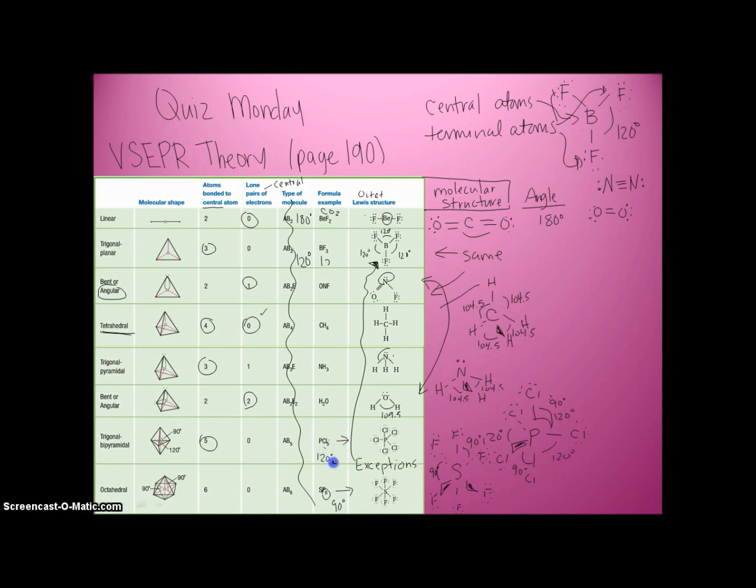These are 120 and 90 degrees. This is 109.5. These are 104.5, and these are 104.5. This is also 109.5. Okay? So you'll need to know the number of lone pairs on the central atom. You'll need to know the number of terminal atoms that are connected to the central atom, and you'll need to know these angles for your quiz. Okay? So this is more of a memorizing thing. We don't have to put it into practice quite yet, but we will be.